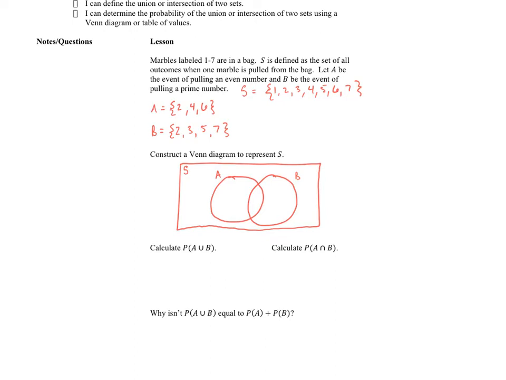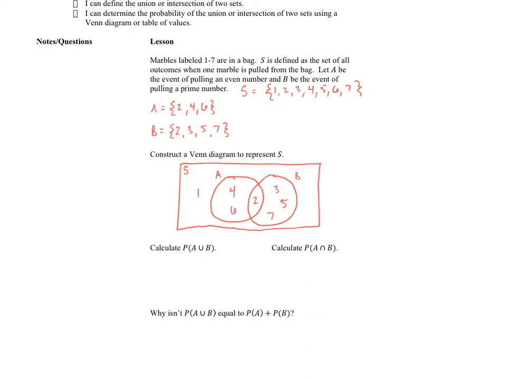Well, it looks like in A, I have 2, 4, and 6, and in B, I have 2, 3, 5, and 7. Well, one thing to note is that 2 is in both of those. So I've got to make sure that I put my 2 here, and then I'll put my 4 and my 6, and I'll put my 3, 5, and 7, and now I've got to check, are there any elements of S that have been left out completely? Yes, the 1. So the 1 has to go outside, all right? So that's just a Venn diagram that represents everything that's going on in S.